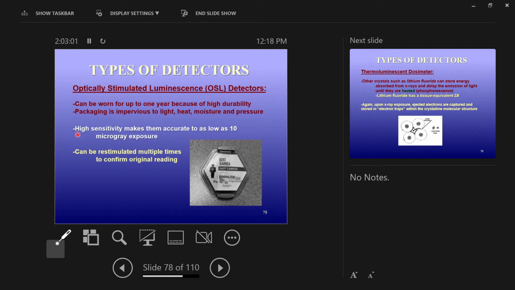This high sensitivity and durability makes them very accurate. They can detect as low as a 10 microgray exposure. Micro is millionths, if you remember. And they can be re-stimulated multiple times to confirm the original reading. So they can be checked and double checked.